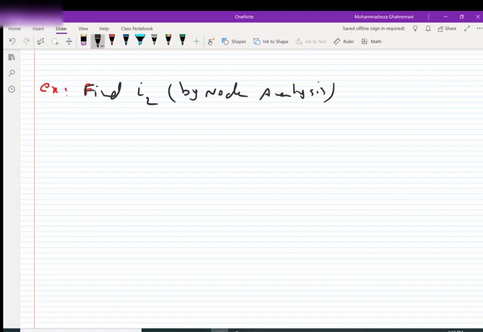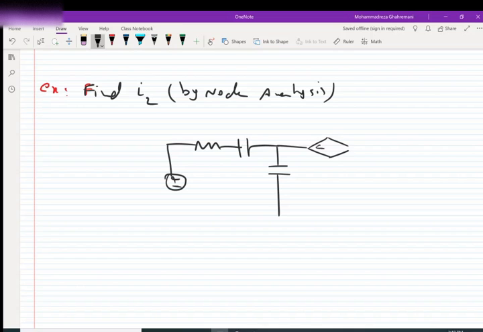Okay, here is the circuit. We have a voltage source, resistor, capacitor, another capacitor. We have a dependent voltage source. We have an inductor, and we have a resistor.